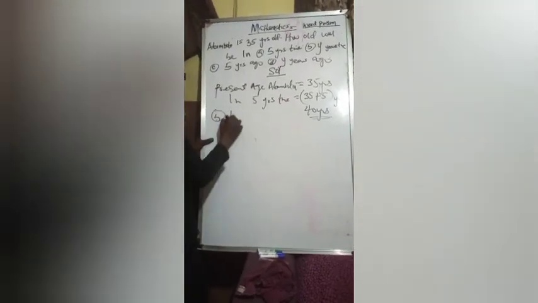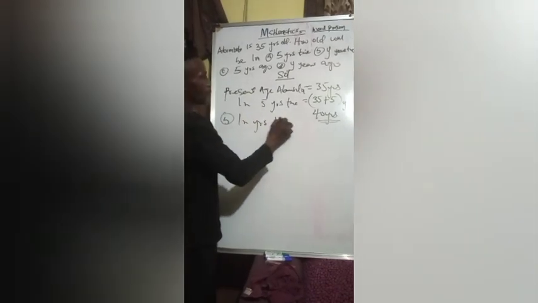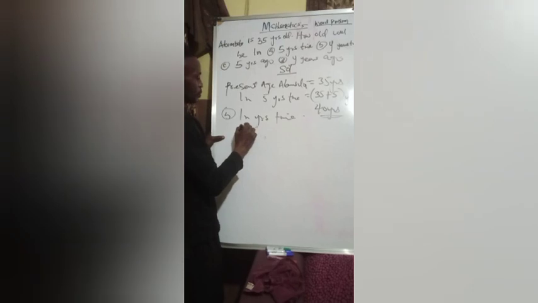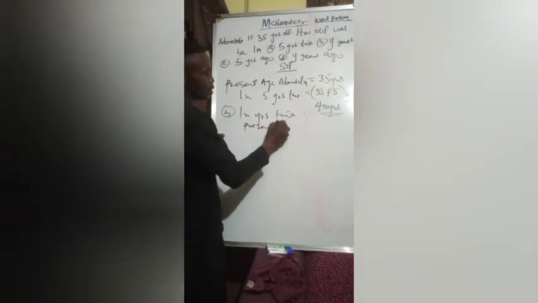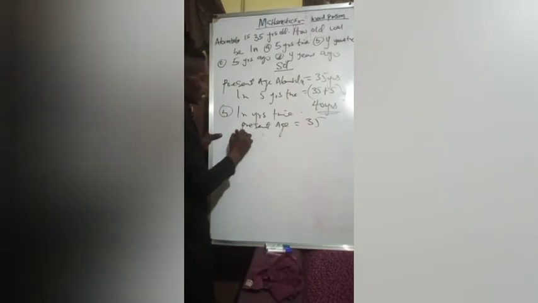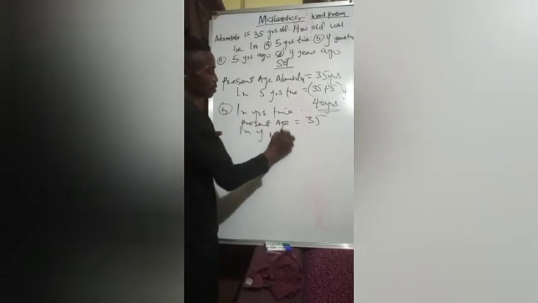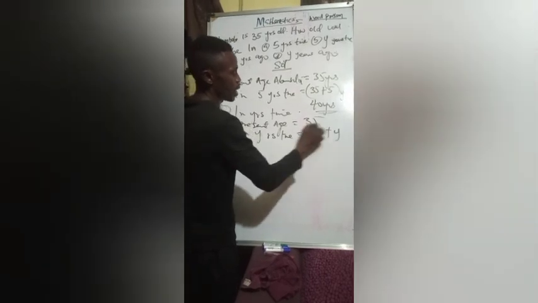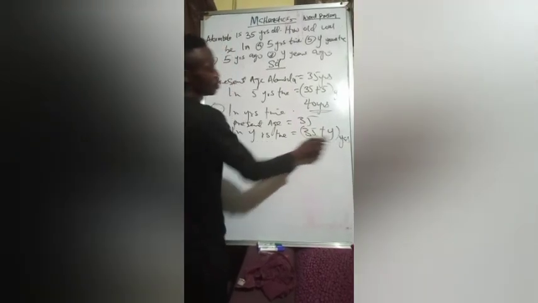Now, the big question is, why years' time? In Y years' time, Abimbola is going to be: present age is what? 35. In Y years' time is going to be what? 35 plus Y. Yes, you can see.